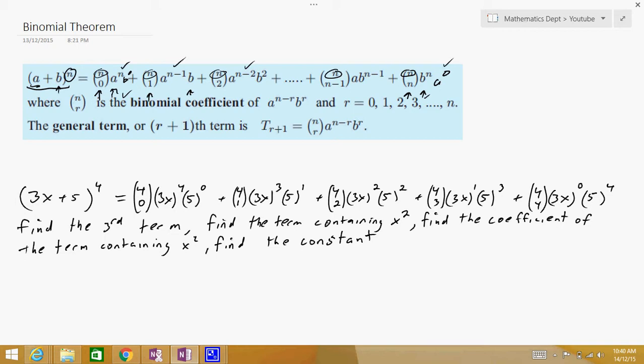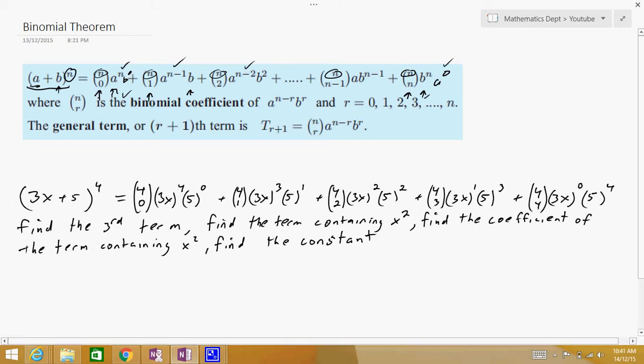Questions you would see from IB would be, for instance, if you had 3x plus 5 to the power 4, they may ask you to find the third term. They may ask you to find the term containing x to the power 2. They may ask you to find the coefficient of the term containing x squared. They may ask you to find the constant. You need to know what all these words mean.